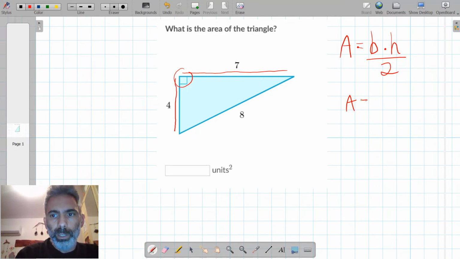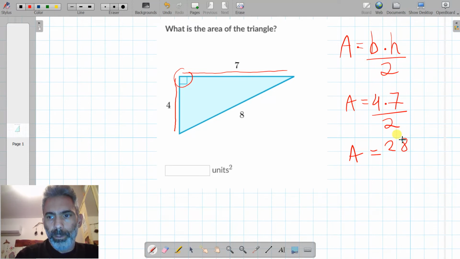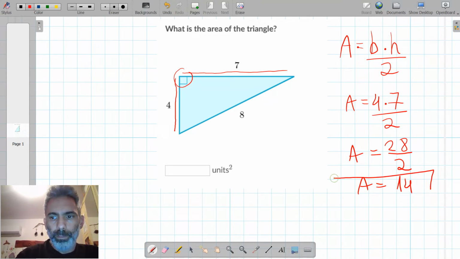So to calculate the area, we multiply the base. Let's say that the base is 4 times the height, which is 7, and divide it by 2. So 4 times 7 is 28, divided by 2, which means that the area is 14.